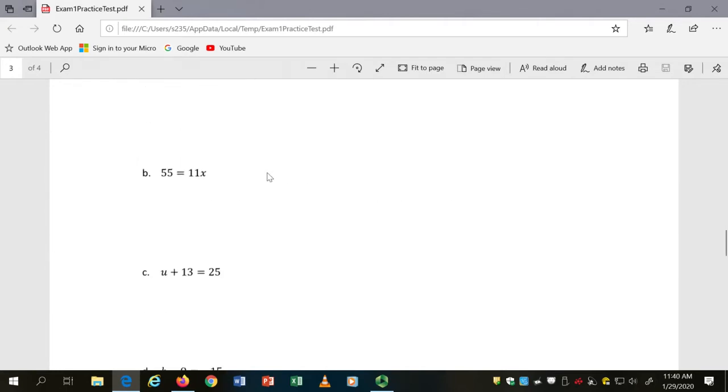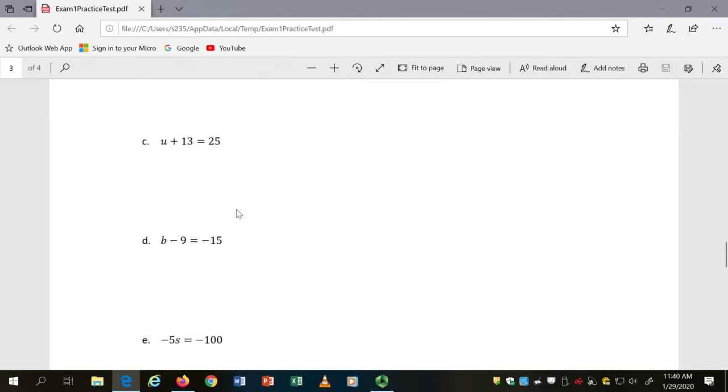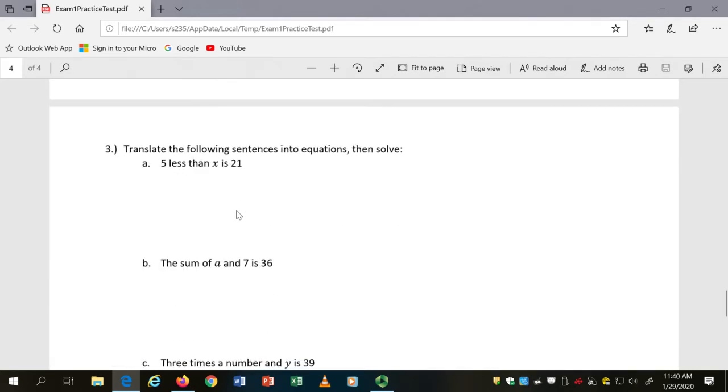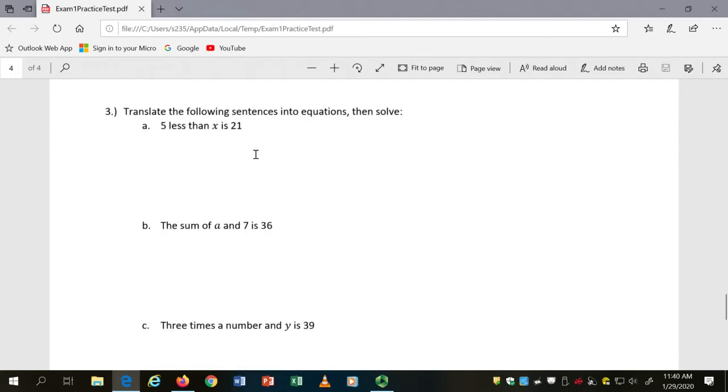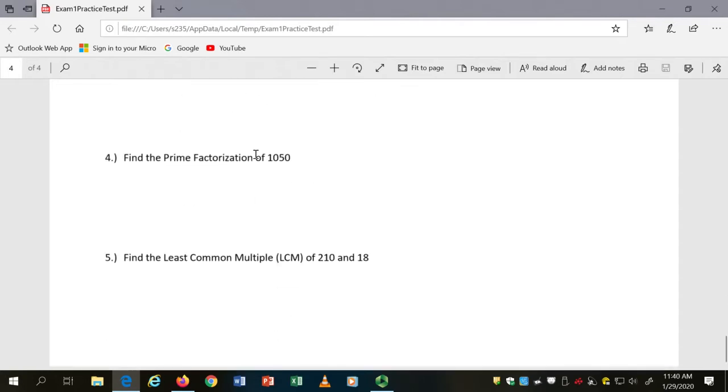Then there's just the equation solving. So we learned to solve equations with whole numbers, negatives and positives, and then we also threw fractions into the mix. So there will be some equations that you need to solve, as well as translating sentences either into expressions or equations. So you want to be able to do that.